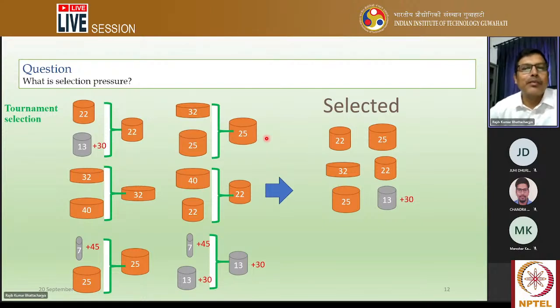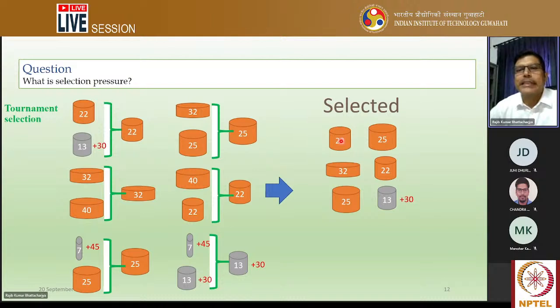Now just see that these are all solutions. Suppose here we have used tournament selection. In tournament selection, I am taking a tournament size of 2. So in total I have 6 solutions, and I take 2 solutions at a time. The first time I get 3 solutions, the second time I get 3 solutions, and finally you get a set of solutions, and they are the winners.